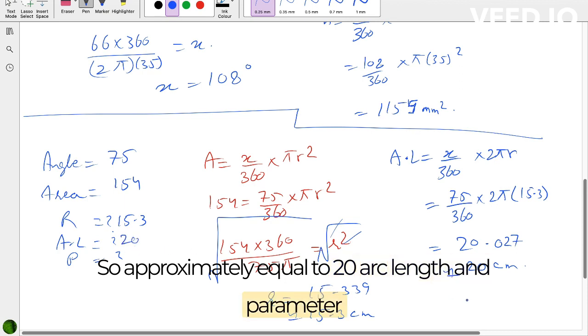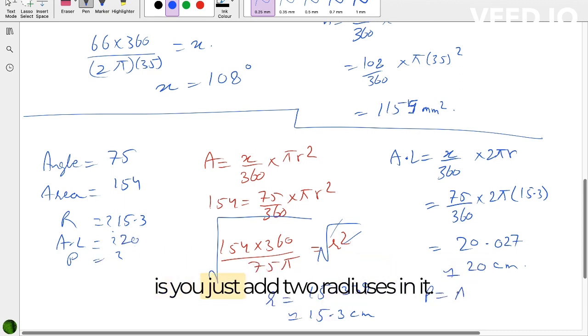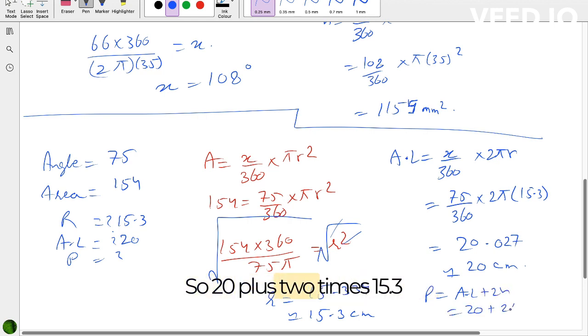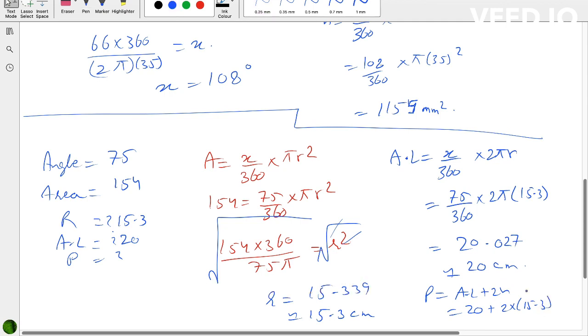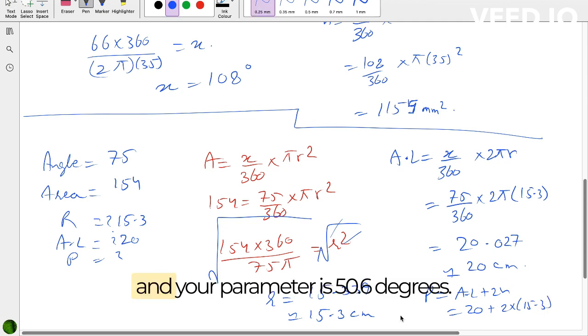And for the perimeter, you just add two radiuses to the arc length. So 20 plus 2 times 15.3, and your perimeter is 50.6 centimeters. Remember the units: centimeter, centimeter, centimeter, centimeter square, and degrees.